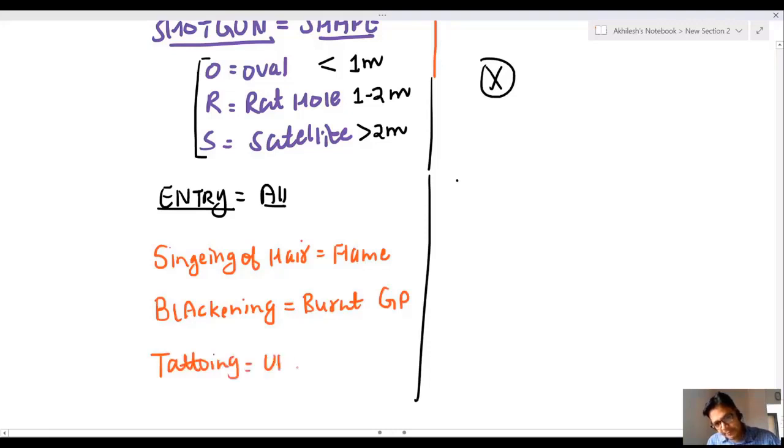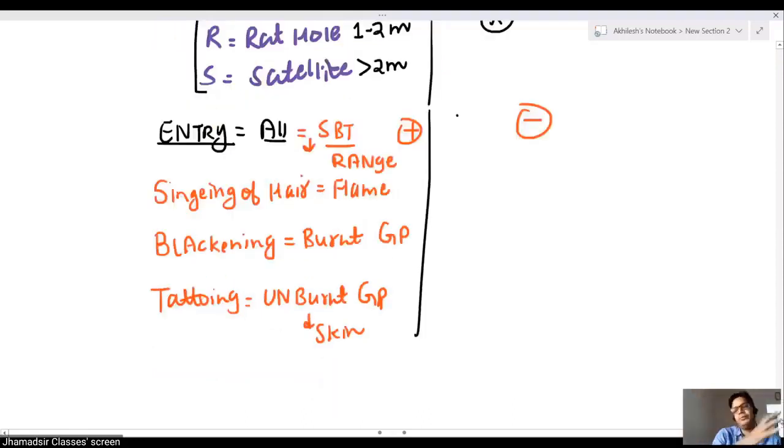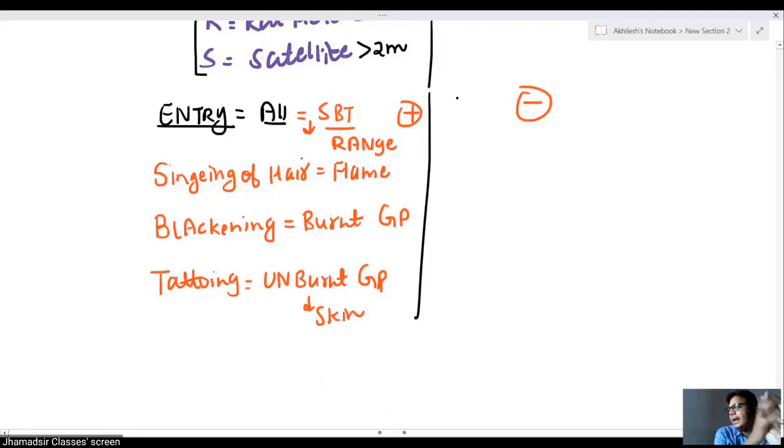Tattooing is unburnt gunpowder which goes into the skin surrounding the entry wound. Sir, SBT phenomenon is present in entry wound, absent in exit wound. And Doctor, this SBT decides the range of the weapon.